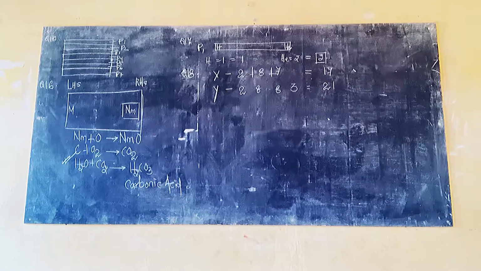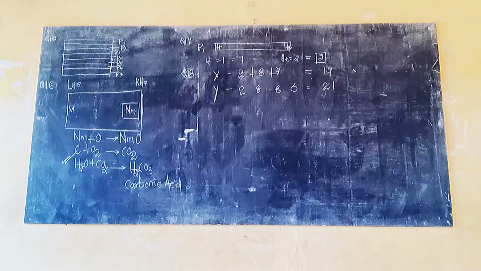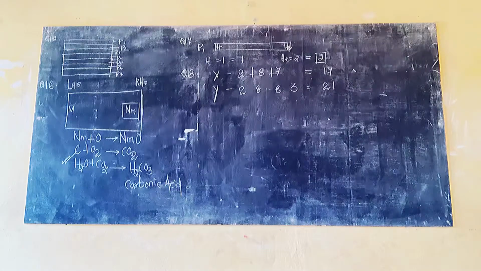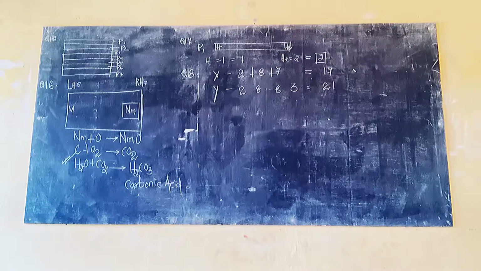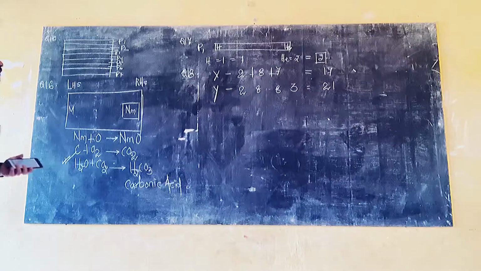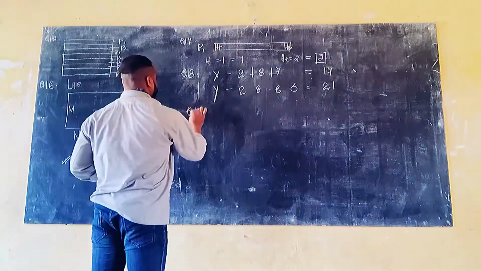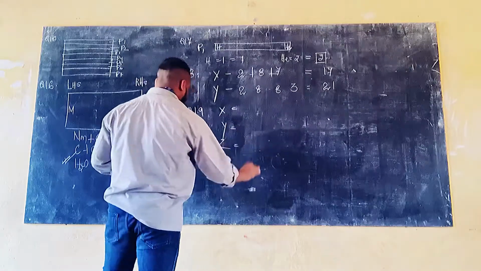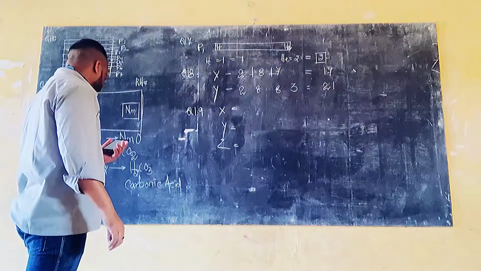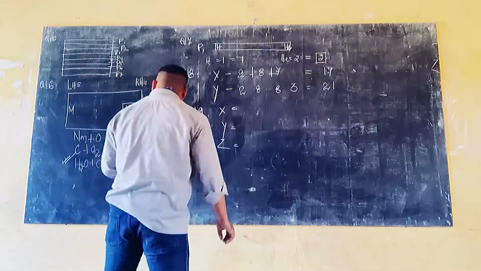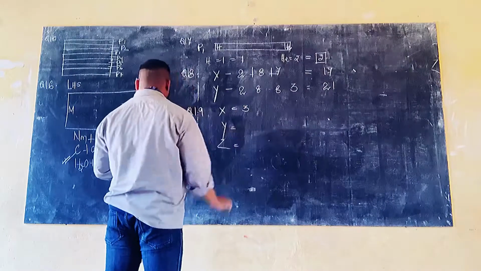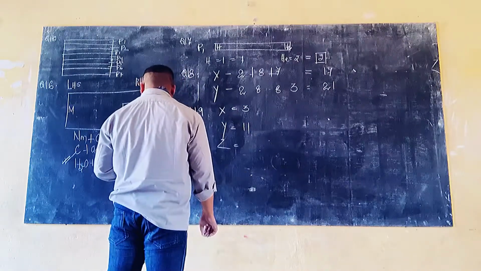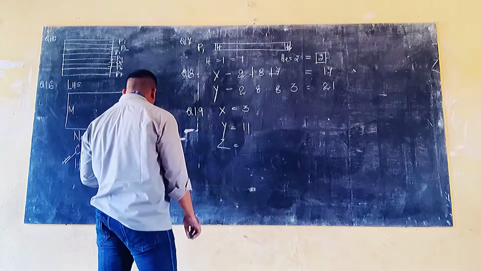Question number 19. The atomic numbers of 3 elements X, Y and Z are given. You have 3 elements X, Y and Z. Atomic number of X is 3, atomic number of Y is 11, and atomic number of Z is 17.